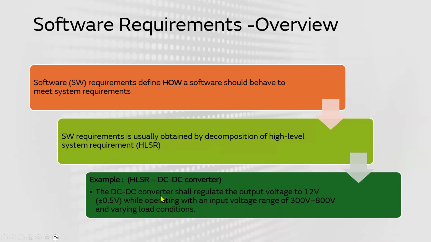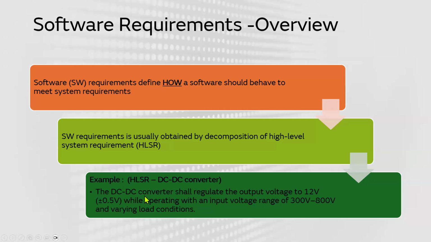I picked this example because it can link with your course as well. So if you think of the DC-DC converter, the high-level system requirement you could say is: the DC-DC converter shall regulate output voltage to 12 volts with a tolerance of plus or minus 5 volts, while operating with an input voltage range of 300 to 800 with a varying load condition. So you can see the high level requirement, but it has a lot of things going on here. The requirement asks you to regulate around 12 volts with a tolerance based on these inputs.